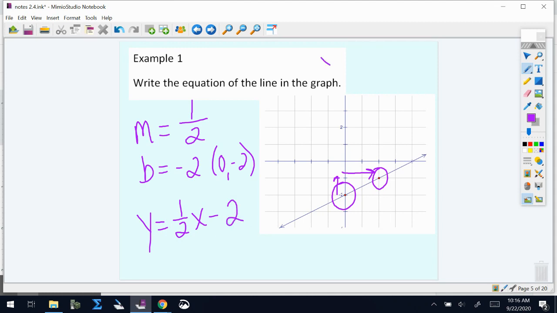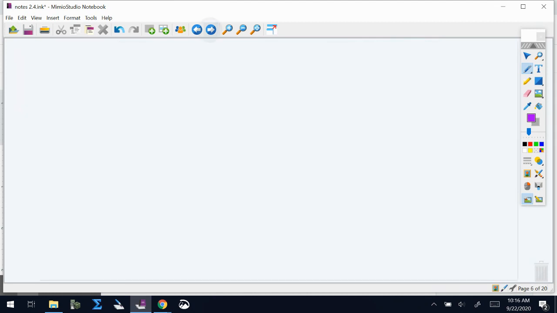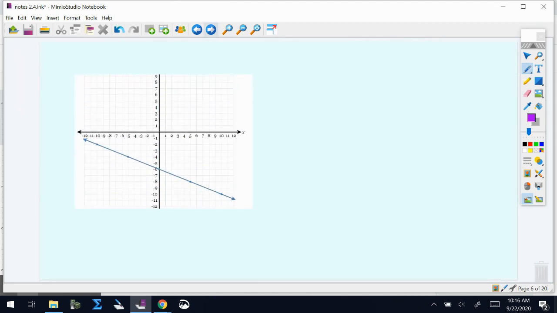Anytime you're working with visual ones, the easiest way to write them is to go straight to y equals mx plus b form. Let me show you one that came from Delta Math. I just cut and pasted this picture because I wanted you to see what you're going to see on that program. So the directions were the same.